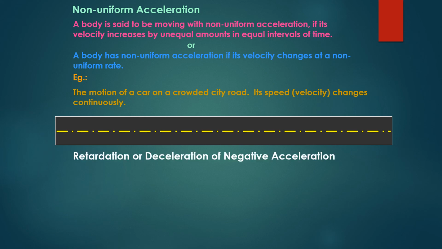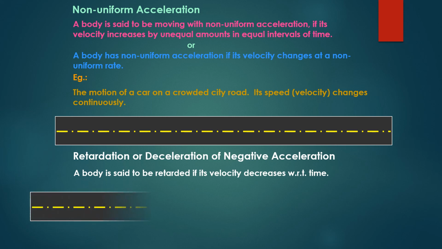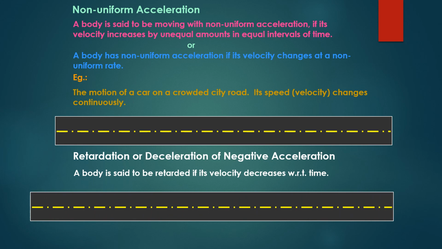What is retardation, deceleration, or negative acceleration? A body is said to be retarded if its velocity decreases with respect to time. For example, a car has to come to a halt. Then its acceleration is reduced and the car is stopped. The car is decelerated to come to a halt. This is called negative acceleration or retardation.